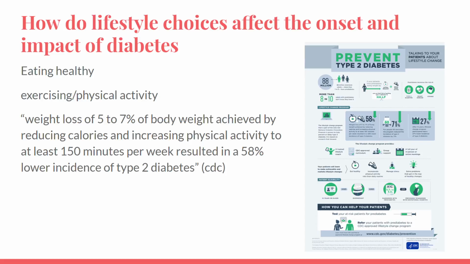And then the CDC said weight loss of 5 to 7% of body weight, achieved by reducing calories and increasing physical activity to at least 150 minutes per day, resulted in a 58% lower incidence of diabetes 2. And then this is also a diabetes 2 prevention plan the CDC has.